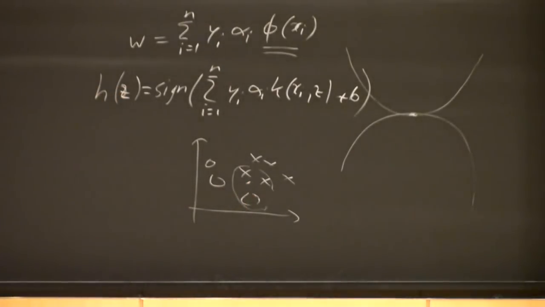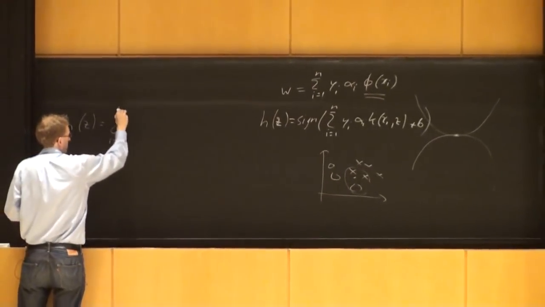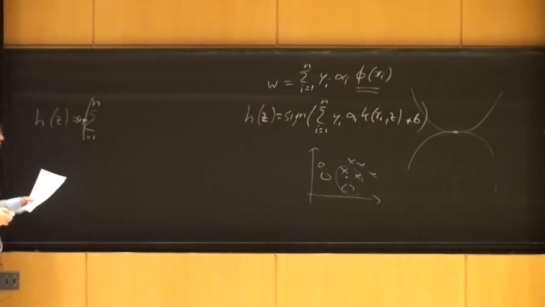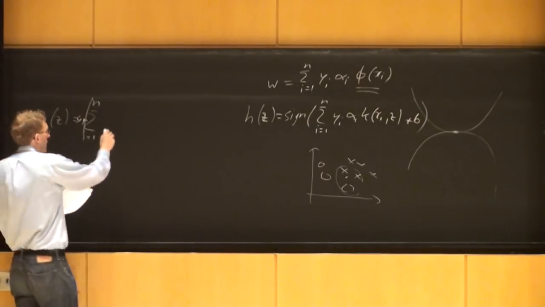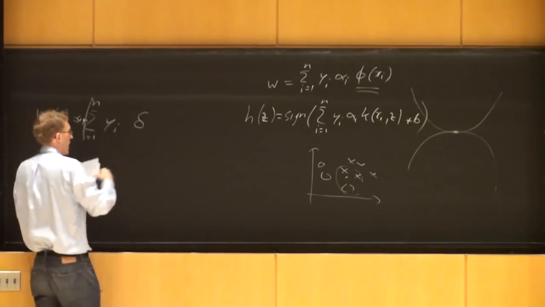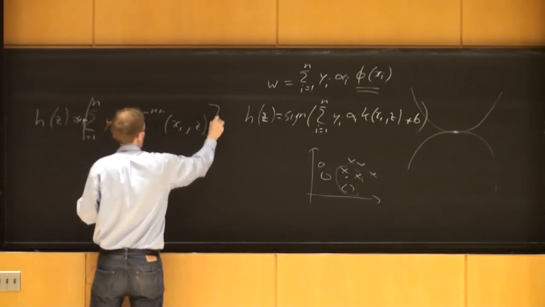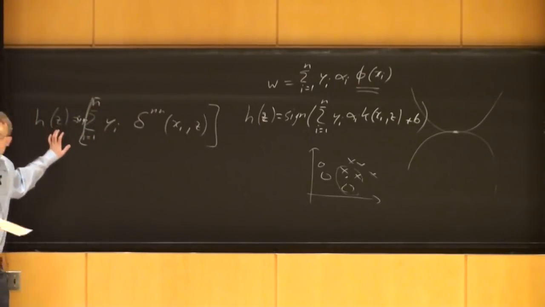I can write this decision function of the k-nearest neighbor algorithm as the following equation. For a test point z, we take the sign, and assume for now my labels are plus 1, minus 1. Then I sum over all my training points, and I take the label of that training point if it's a nearest neighbor. So I have this delta function that says if xi is a nearest neighbor of z. Any questions about this line? So this is the nearest neighbor assignment rule.